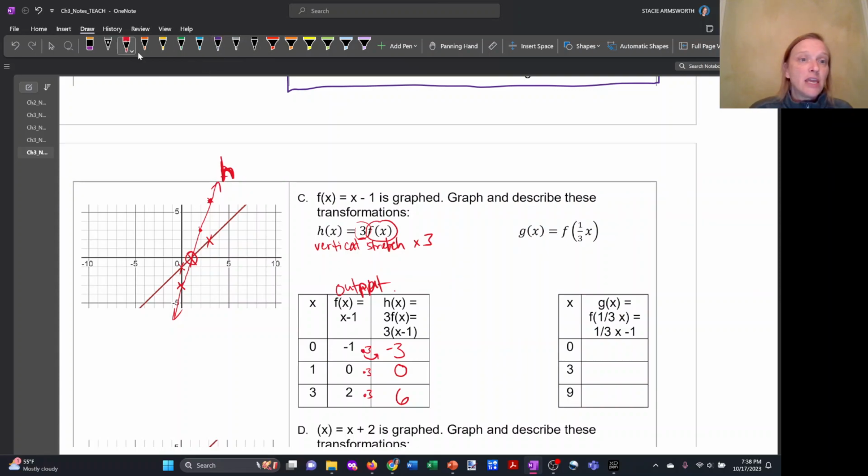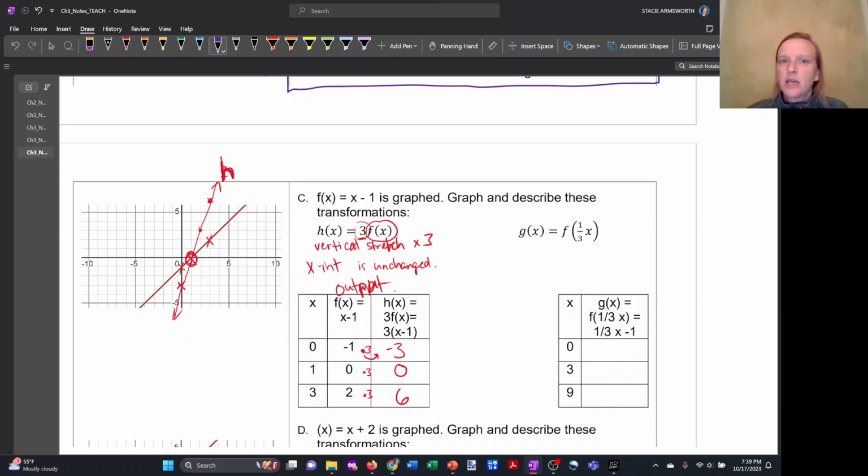Notice that the x-intercept is unchanged. That's one of the features of a vertical stretch. That's how you can tell it's a vertical stretch, not a horizontal stretch. All right.